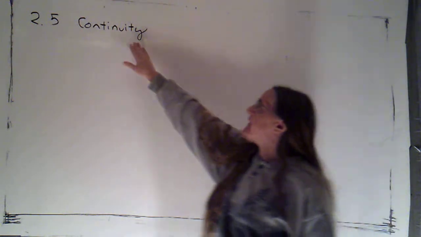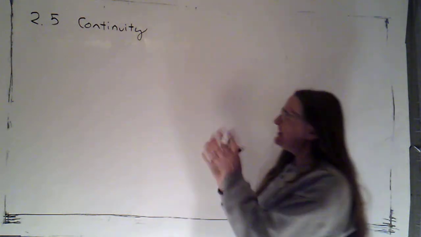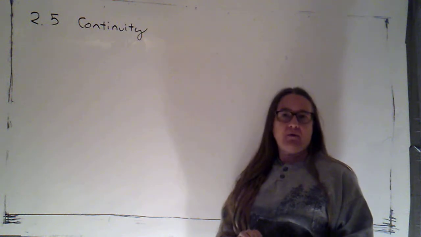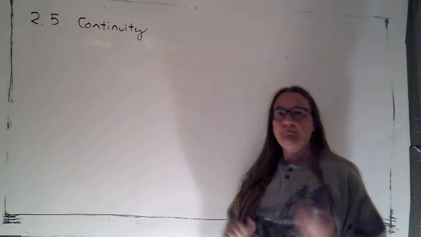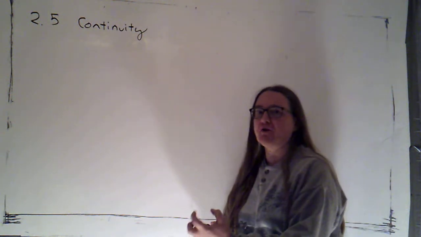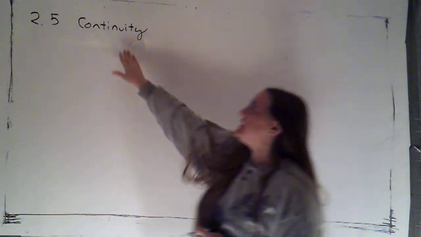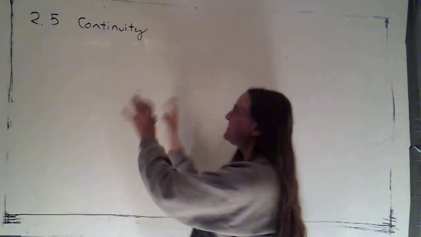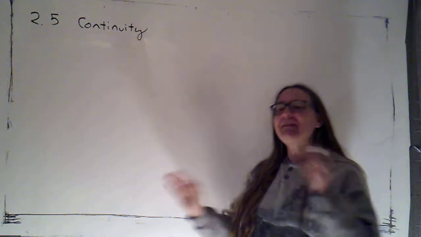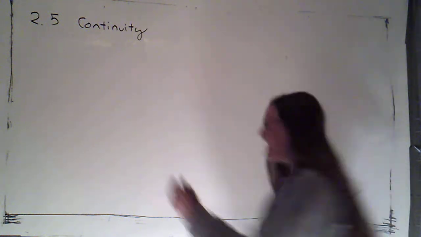Section 2.5 is about continuity. Now, I've already used that word because the limits that are easiest to evaluate are the limits that we can evaluate by simply plugging into the function. And those are limits of continuous functions. Our textbook is catching up with us now. They're ready to give us that definition as well.